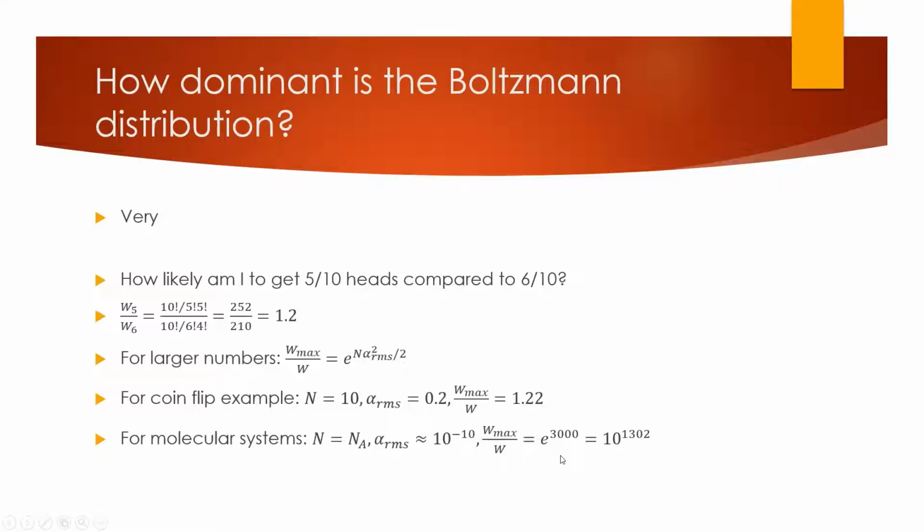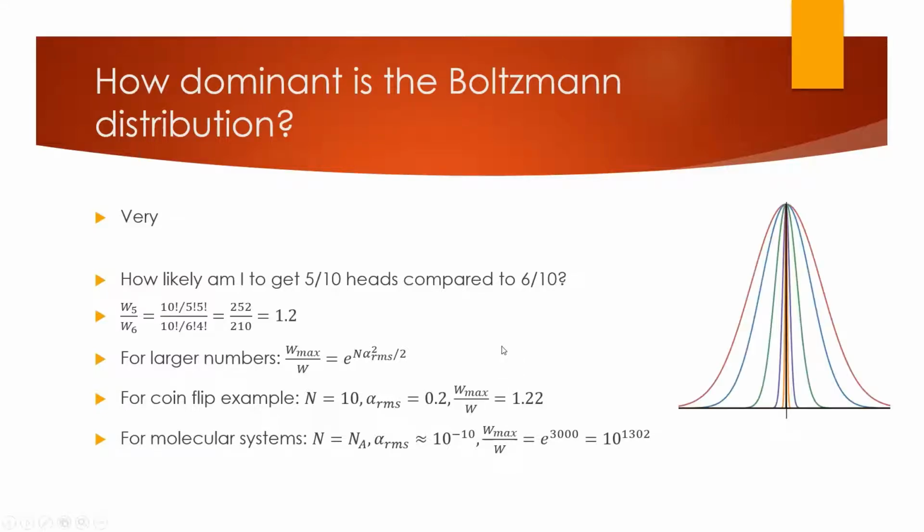So we are about e to the 3,000, which is 10 to the 1,302 times more likely to see some dominant distribution compared to a different distribution. And this is not something that's way on the outskirts, right? This is something that's very close to the dominant distribution.